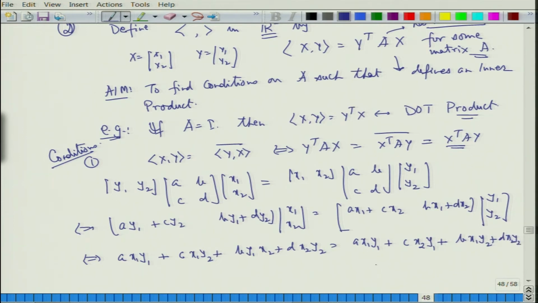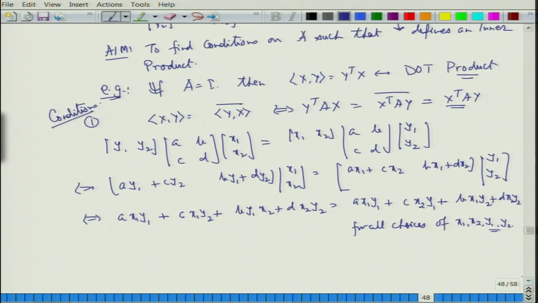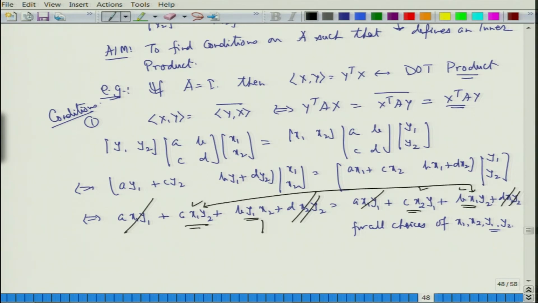Now this has to be true for all choices of x1, x2, y1, y2. Since this has to be true for all choices, you can see here that this and this there is no problem. Similarly this with this is no problem. The problem is here. Here it is c times x1 y2, whereas here it is c times x2 y1, and it is b times x1 y2 and b times y1 x2. So just match it. C times x1 y2 is here, where x1 y2 is coming with b, and this is coming with this part.